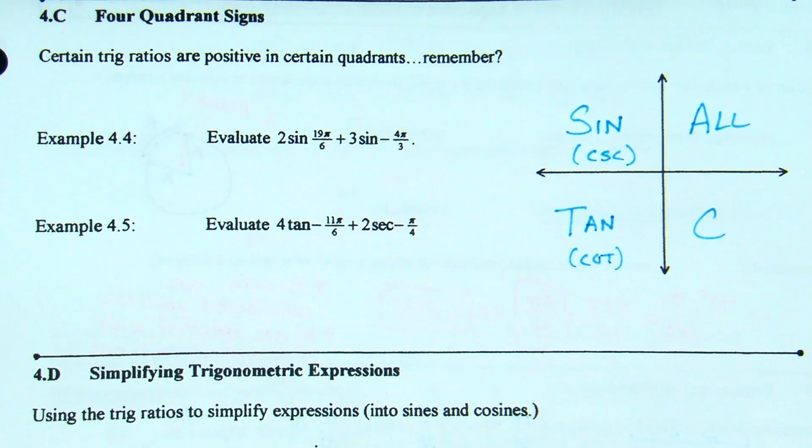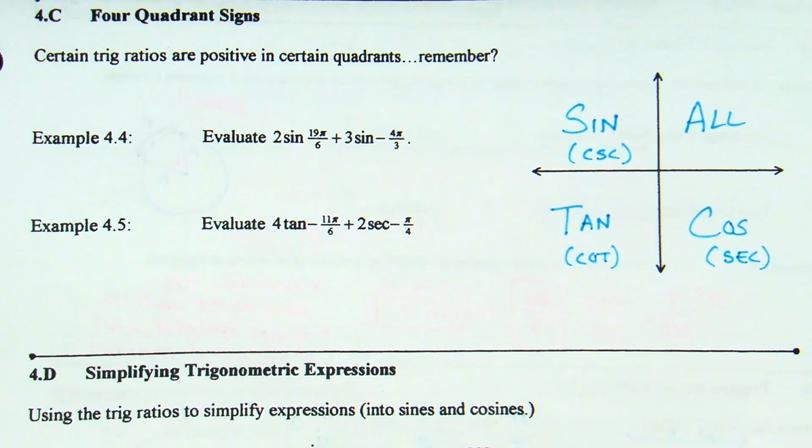Okay. Now we're going to get a little trickier. Evaluate 2 sine of 19 pi over 6 plus 3 sine of negative 4 pi over 3. Really, since there's a negative there, it should have parentheses around it. It just doesn't.